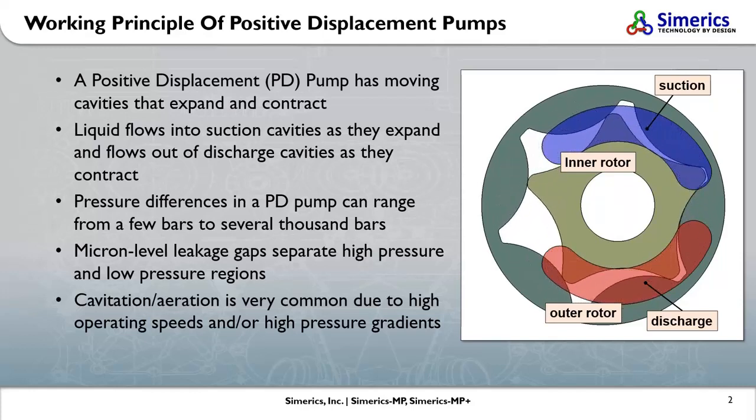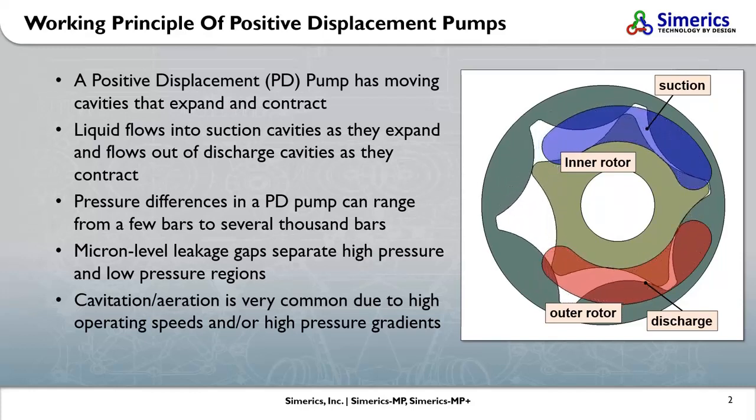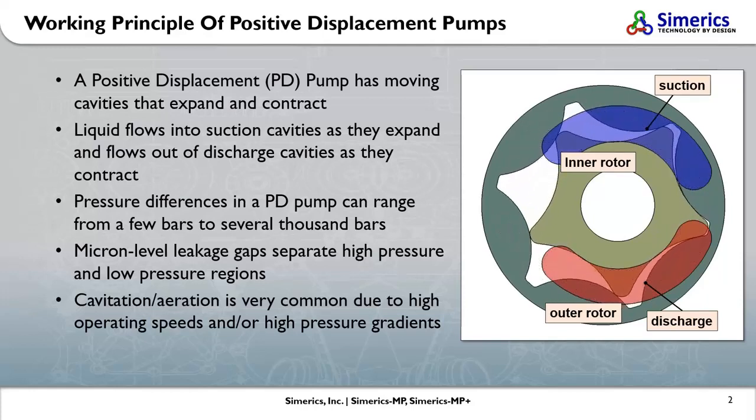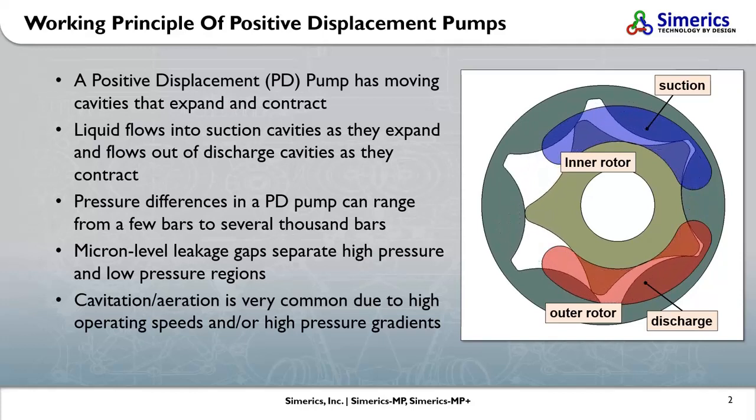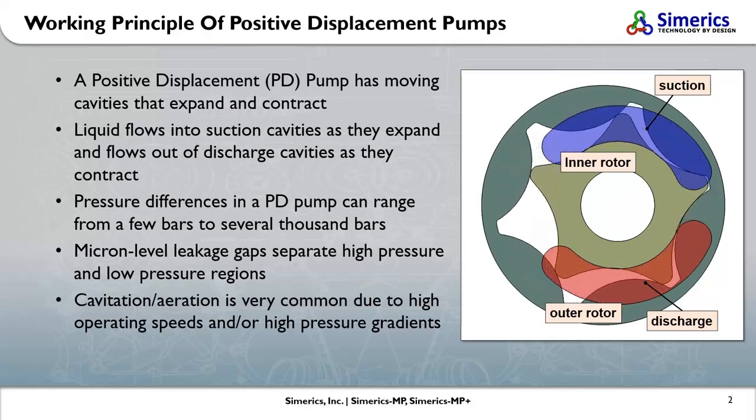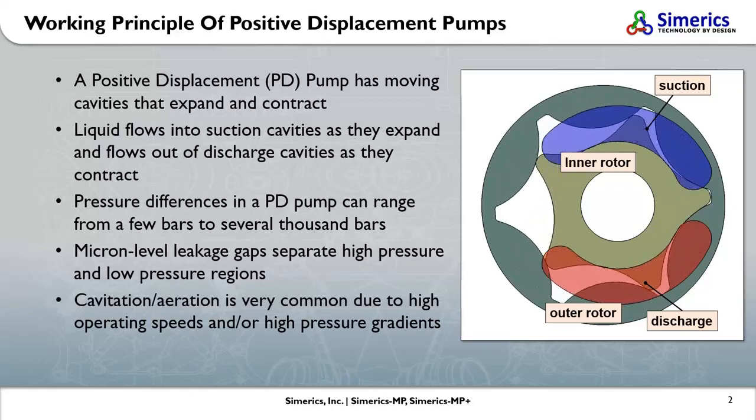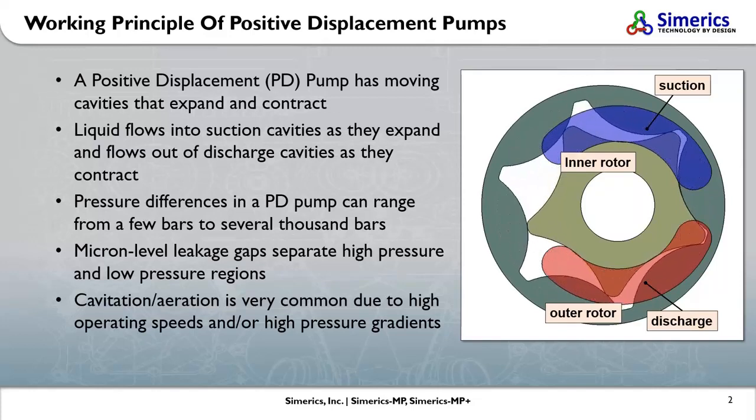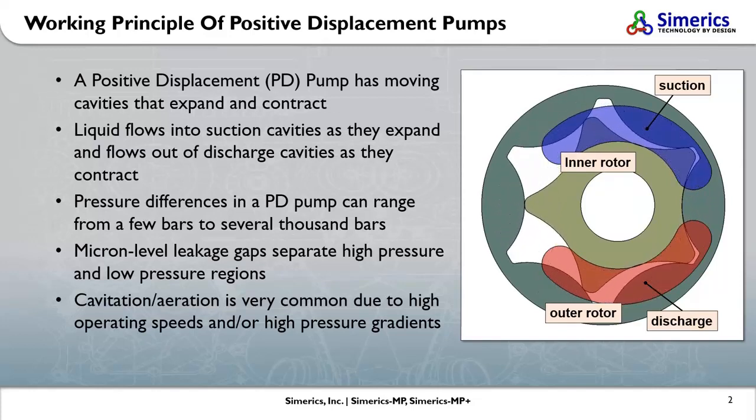Expanding cavities form a suction site as liquid is pulled in, while contracting cavities form a discharge side, pushing liquid out. These cavities have highly irregular shapes that are continuously moving and deforming. The continuous relative movement between the solid parts necessitates clearance in the form of tiny gaps in the design, small enough to separate the high pressure and low pressure regions.